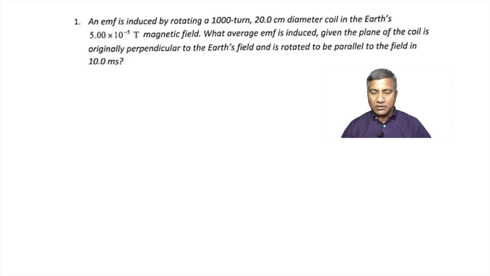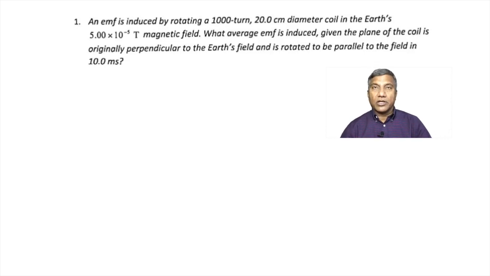Are the problems on chapter 23, which deals with electromagnetic induction, alternating currents, transformers, and LCR circuits, amongst many other things. So here is the first question. The first question talks about an EMF is induced by rotating a 1000 turn 20 centimeter diameter coil in the Earth's magnetic field. What average EMF is induced given the plane of the coil is originally perpendicular to the Earth's field and is then rotated to be parallel to the field in 10 milliseconds.